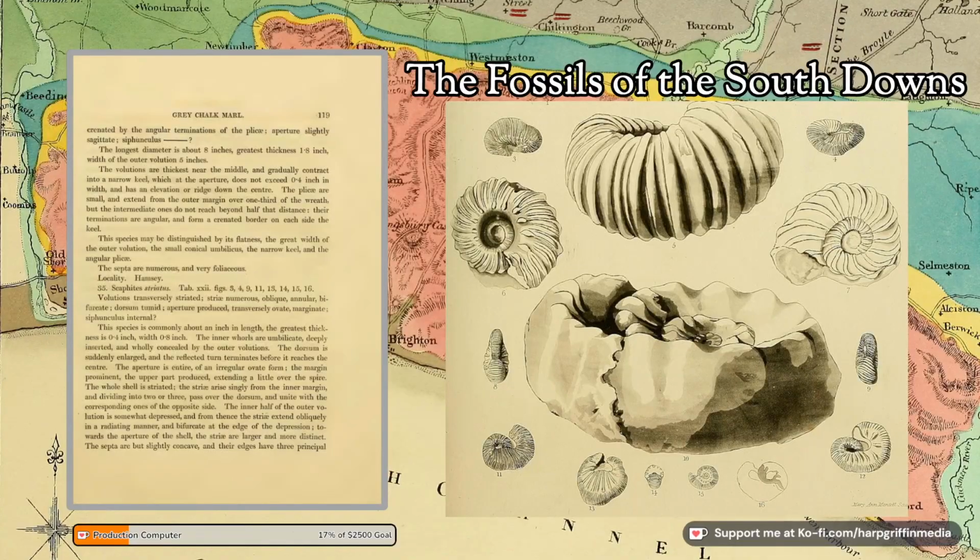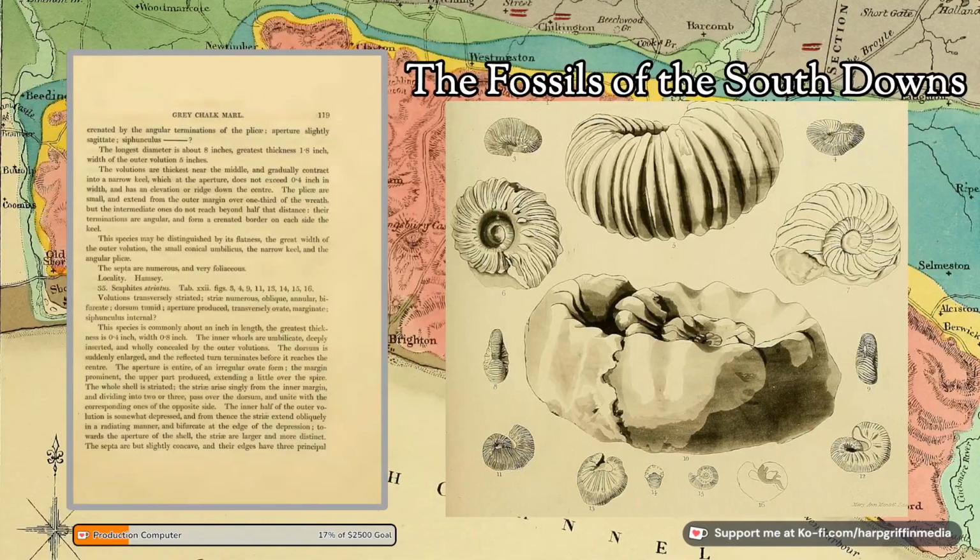The striae arise singly from the inner margin, and, dividing into 2 or 3, pass over the dorsum and unite with the corresponding ones of the opposite side. The inner half of the outer volution is somewhat depressed, and from thence the striae extend obliquely in a radiating manner, and bifurcate at the edge of the depression. Towards the aperture of the shell, the striae are larger and more distinct.